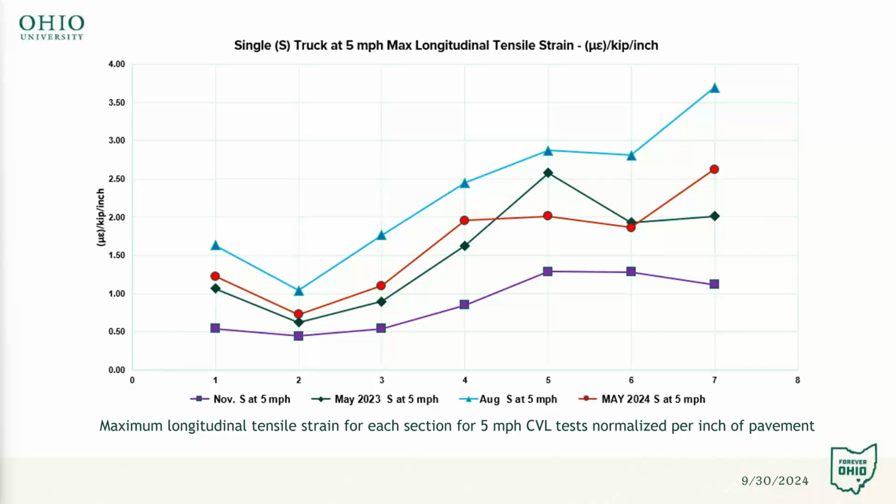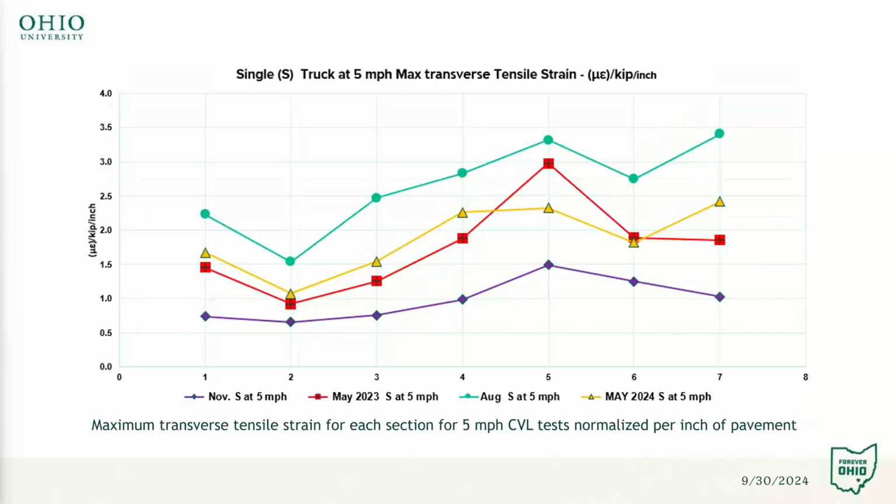And then this is showing kind of the same thing. This is showing the maximum longitudinal tensile strain for each section for a 5 mile an hour controlled vehicle test, normalized per inch of pavement. And again, we can see that section 2, which was the thickest section, showing us the lower strain values, and section 7 showing us the higher strain values. And again, this graph is the normalized data for the transverse strain.